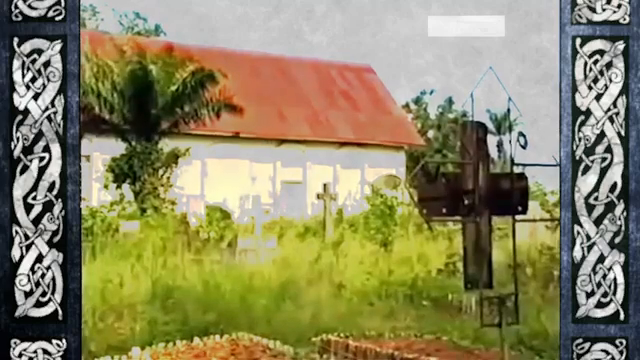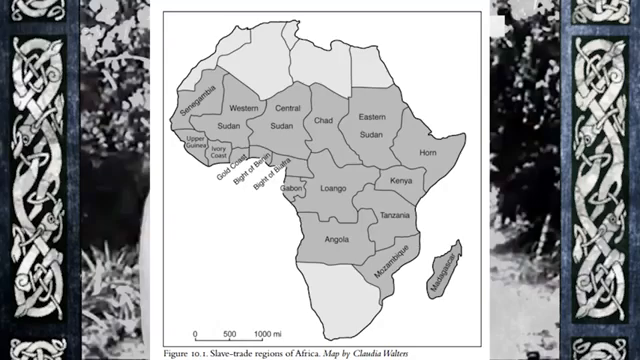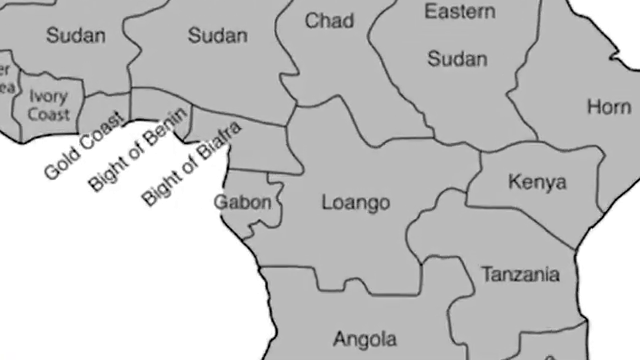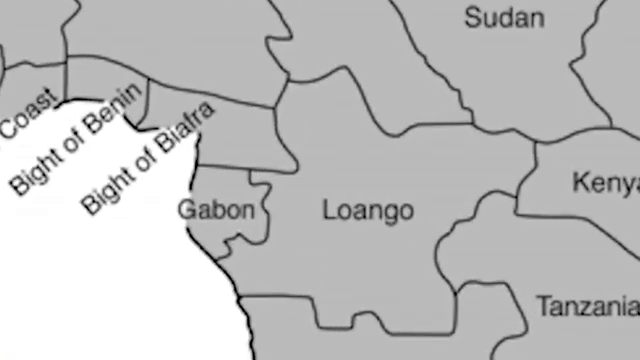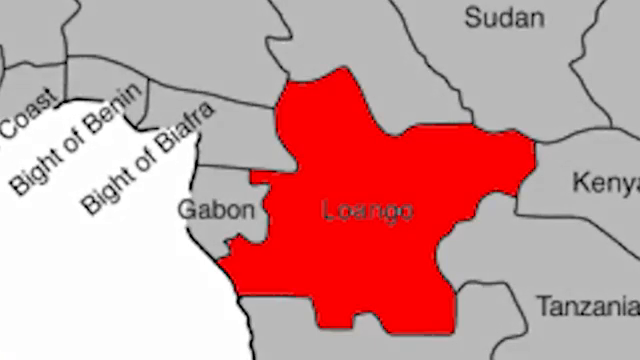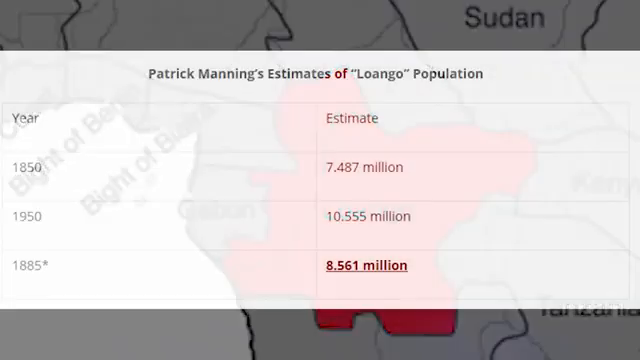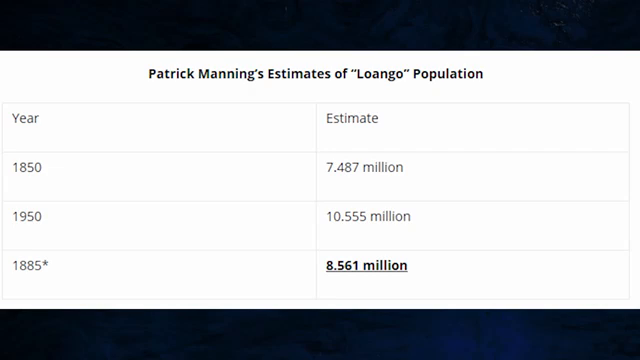Patrick Manning, by collating previous estimates and looking at records of slave sales, made estimates of various regions of Africa. One of the regions he calculates the population estimate for is a region he calls Luango. The region appears to include not only the modern-day Congo, but also the Republic of Congo, part of Cameroon, and all of Uganda.